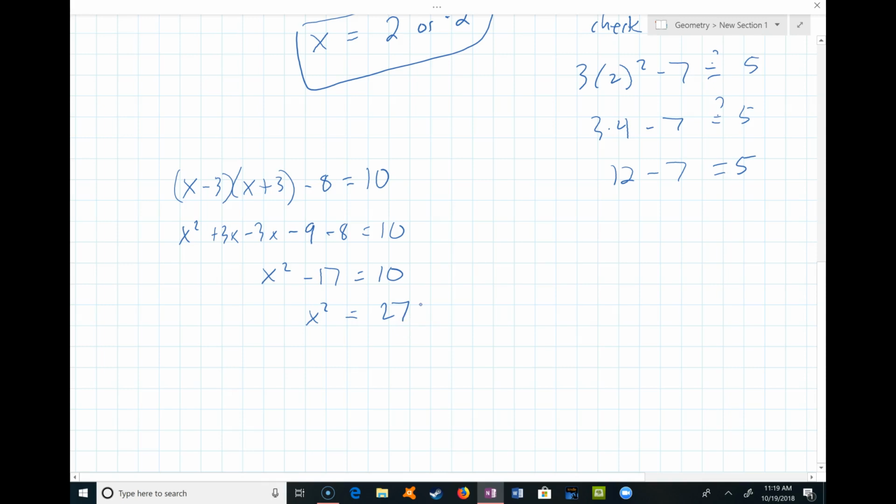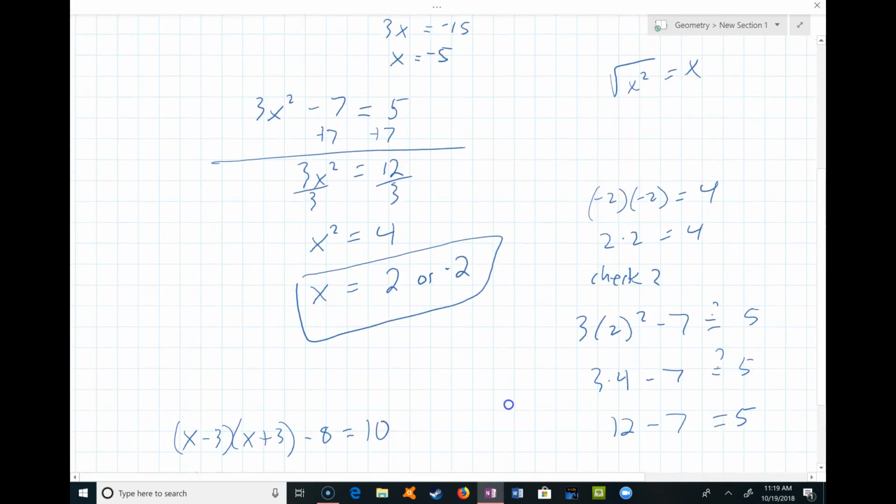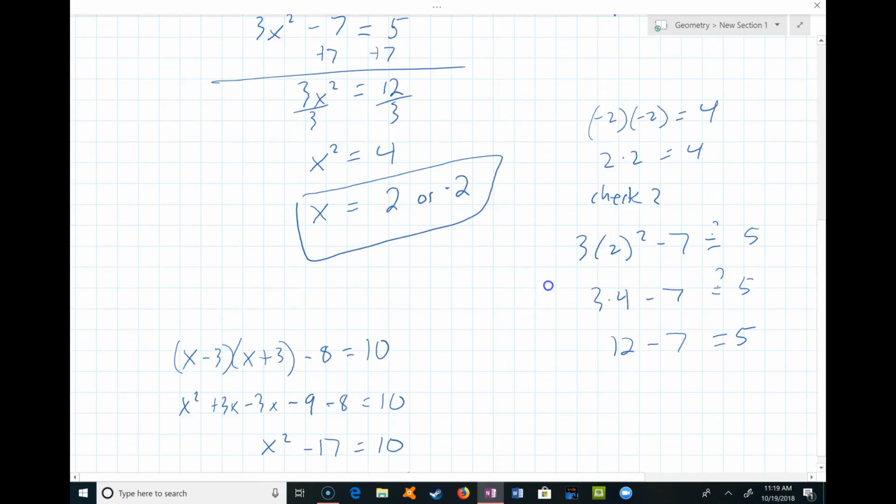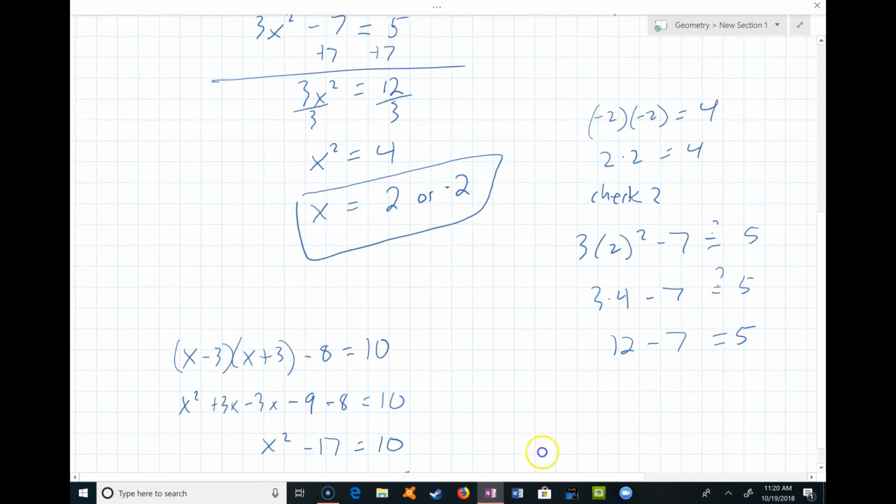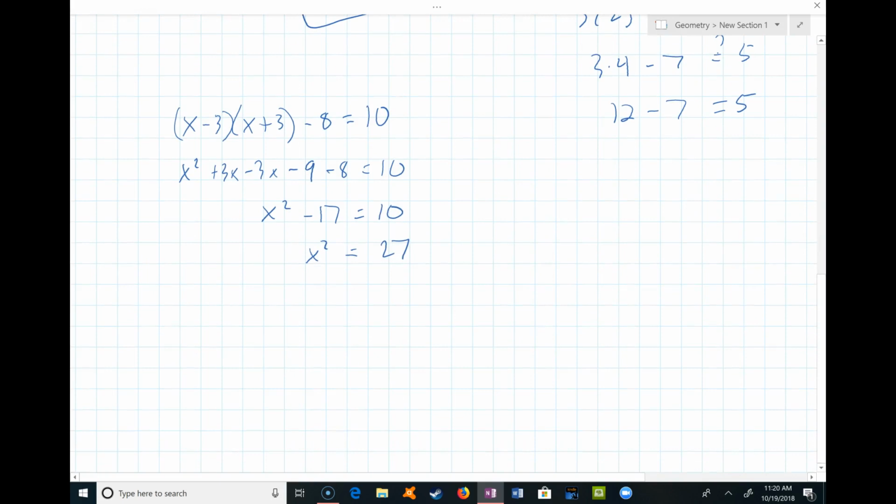So far, so good. And now we're back to this same situation up here where we have an x squared. We know what x squared equals, but we don't want to know what x squared equals. We want to know what x equals. So we're going to go ahead and take the square root of both sides, and we get x is equal to the square root of 27 or negative square root of 27. Okay?